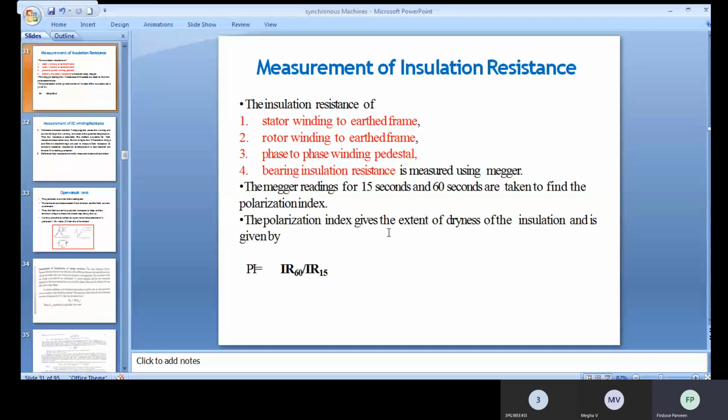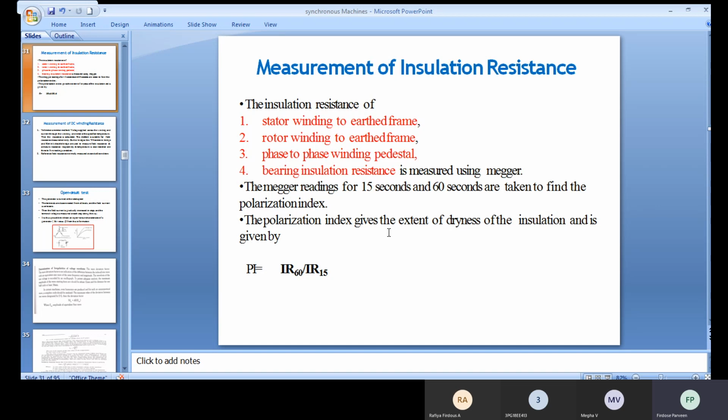So our next topic is measurement of insulation test. Measurement of insulation resistance. Here the insulation resistance of stator winding to earth frame, rotor winding to earth frame, and phase-to-phase winding, pedestal and bearing insulation resistance is measured using Megger.